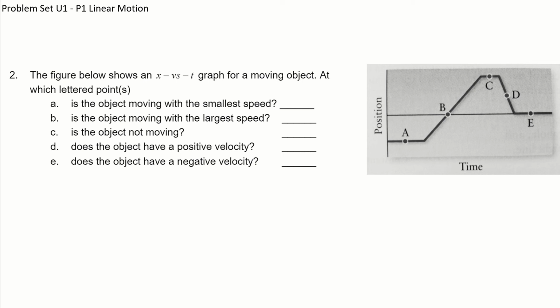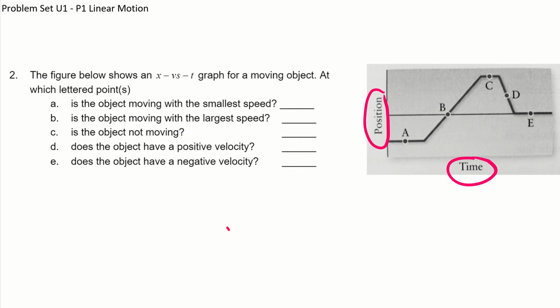So looking at number 2 on the practice problem set, the question is to basically look at this graph and figure out where the object is moving with the smallest speed, largest speed, positive velocity, negative velocity, and when it's not moving. So the first thing to notice is that this is a position versus time graph.